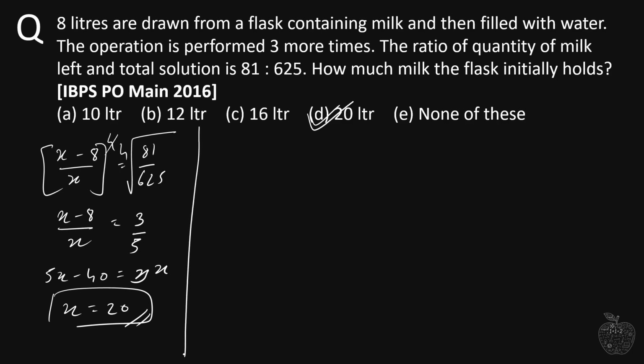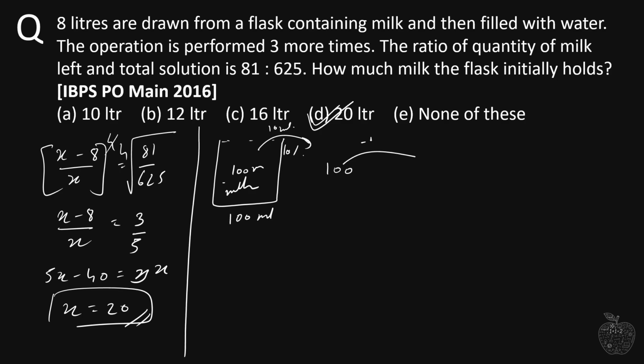Now, what is the logic behind this solution? Let's look into it. Let's say we have a flask, and the volume of this flask is 100 ml, and this flask is completely filled with 100 ml of milk. Now we remove 10 ml of milk and add another solution. So how much milk is removed? 10% of milk is removed. Earlier the volume of milk here is 100. Now 10% is removed, so we are left with 90.